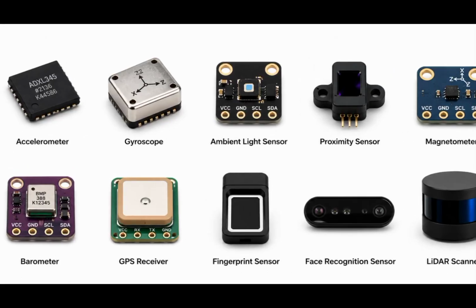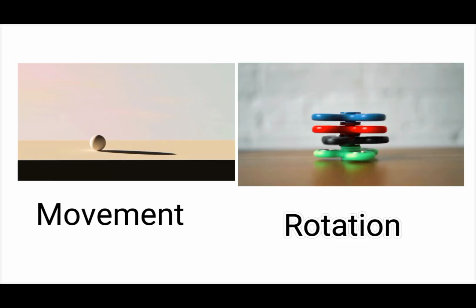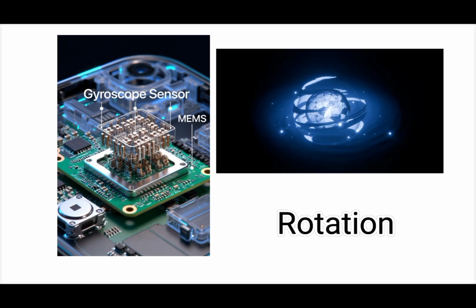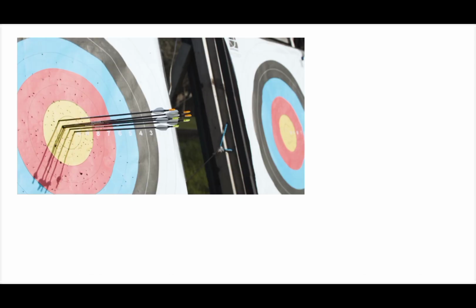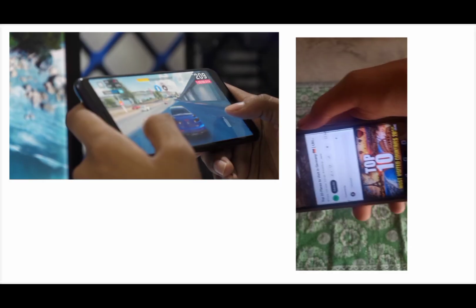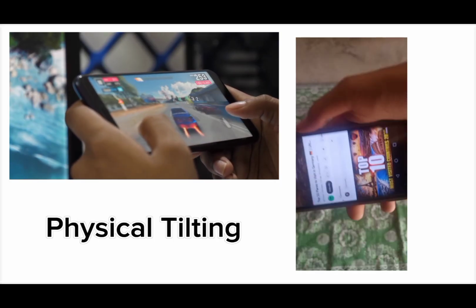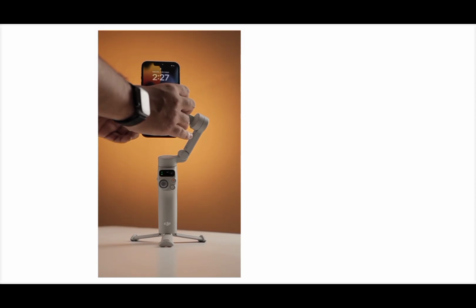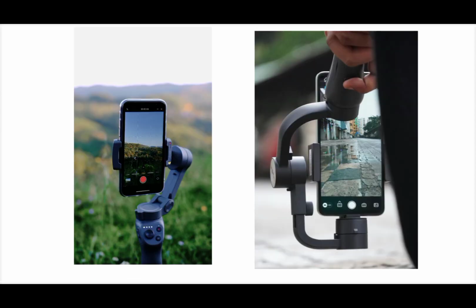in the background. Gyroscope. Movement and rotation are two different things, and the gyroscope handles rotation. It tracks how the device spins and tilts with a precision that goes beyond what the accelerometer alone can provide. Mobile gaming benefits from this when physical tilting controls direction, and video recording depends on it to feed stabilization systems that reduce the effect of hand movement while filming.